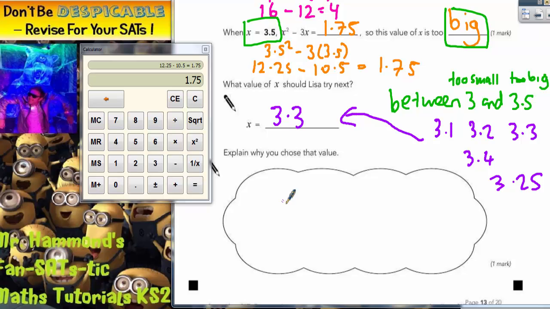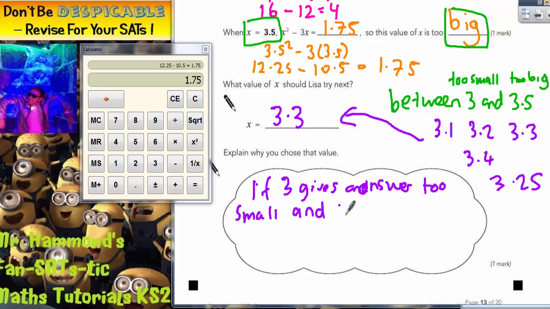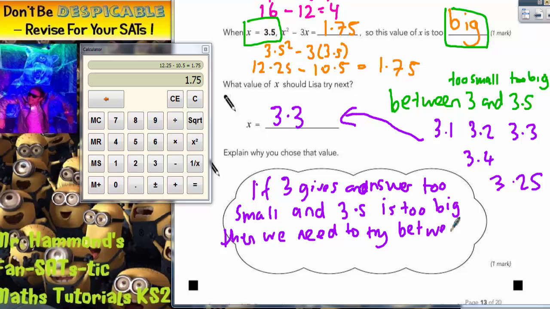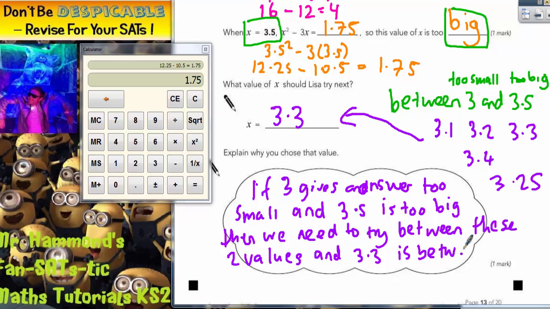So your explanation is if 3 gives an answer too small and 3.5 is too big, then we need to try between these two values, and 3.3 is between them. And that would be acceptable.